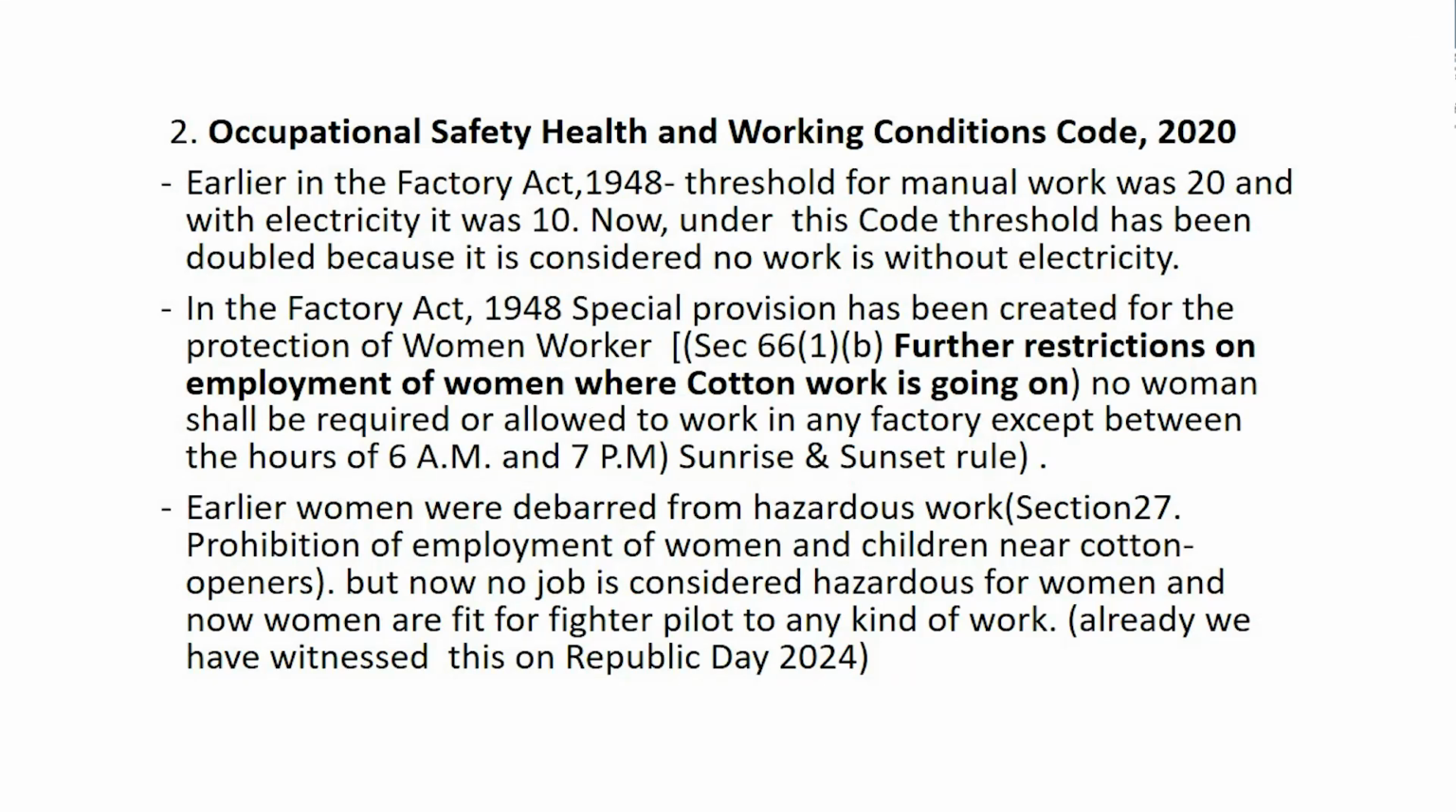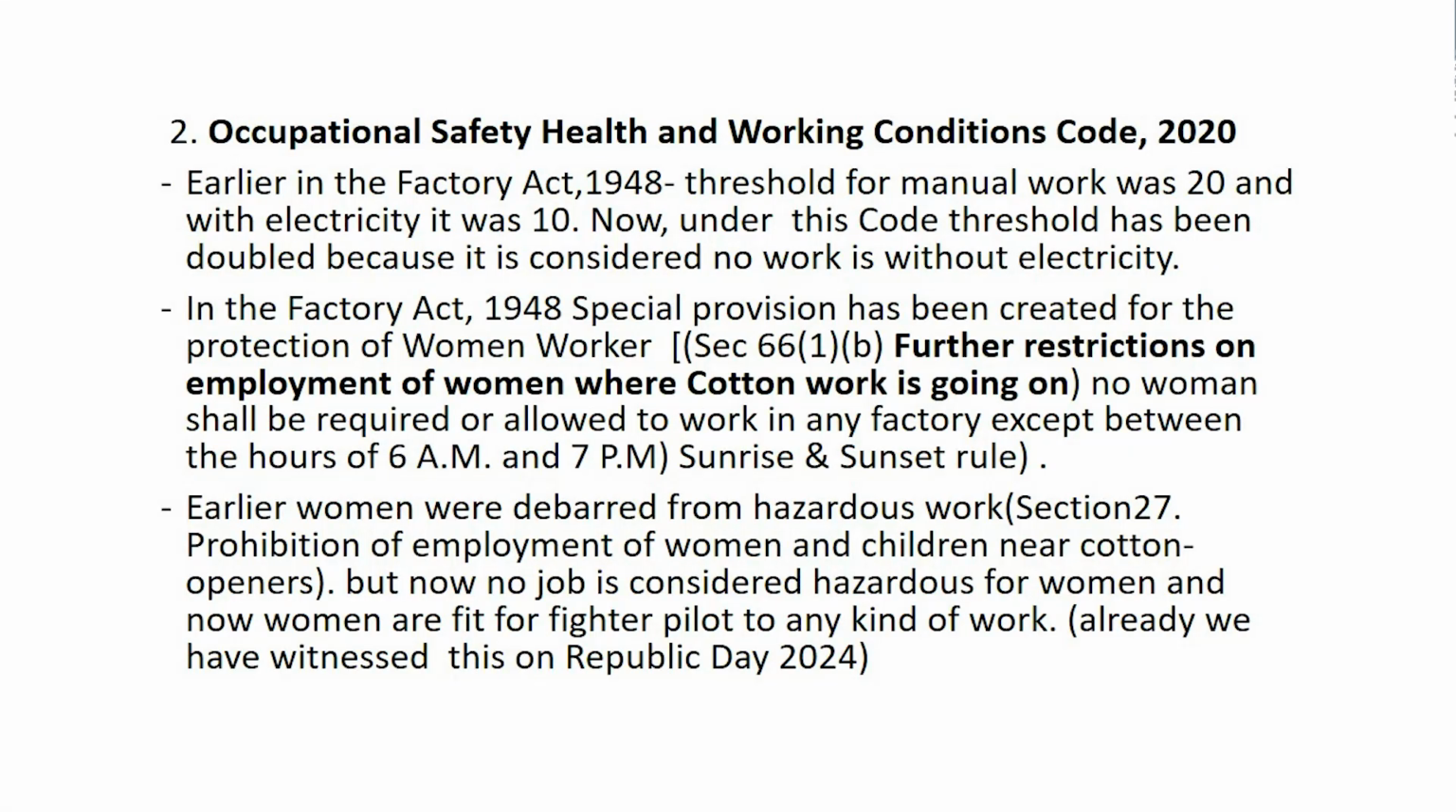And in the factory, special provisions were created for the protection of women workers, because this was a set provision under the Factories Act. In fact, protection was given under the Factories Act that no employer could call any female into the factory before sunrise or after sunset, because it was expected that women would be more secure at their homes. So they were not taken into the factory during this time. But now this has been removed.